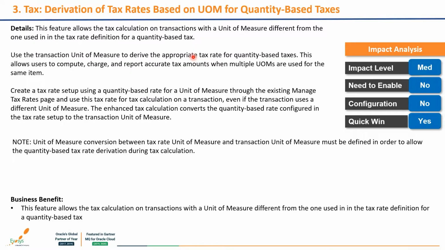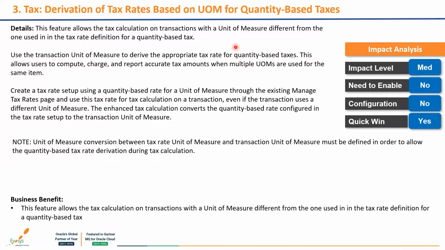The next update we have is for tax application. This update is about quantity based taxes. Now, if we're using any tax which is based on quantity, we need to configure a unit of measure on the manage tax rate page. We associate a unit of measurement with the tax rate and we use the same on the transaction page.